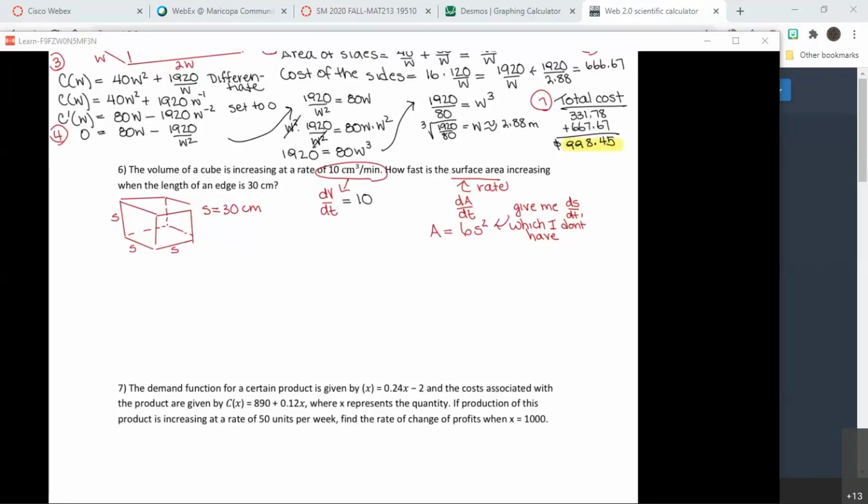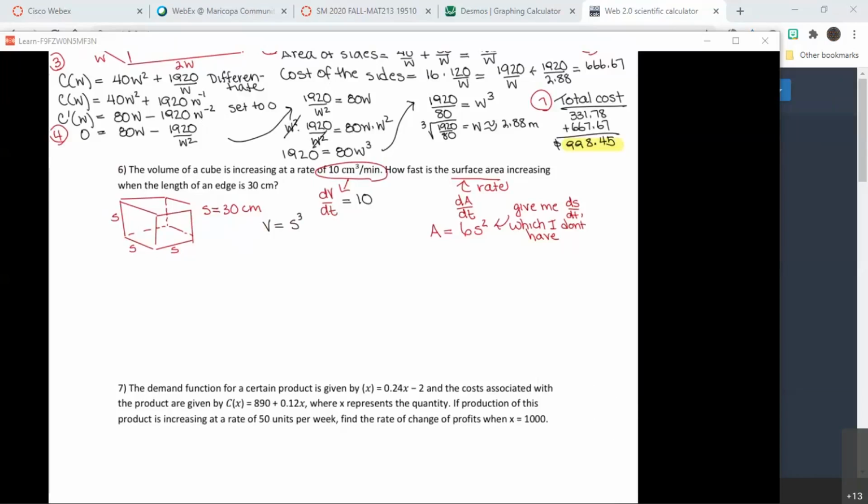Can anybody come up with anything? You're interested in surface area. What other information did they give you? They gave you information about volume, right? They gave you the rate of change of the volume. Think about it like this: the volume of a cube is its length, width, and height all multiplied together, so there's an equation that tells you the volume of the cube.